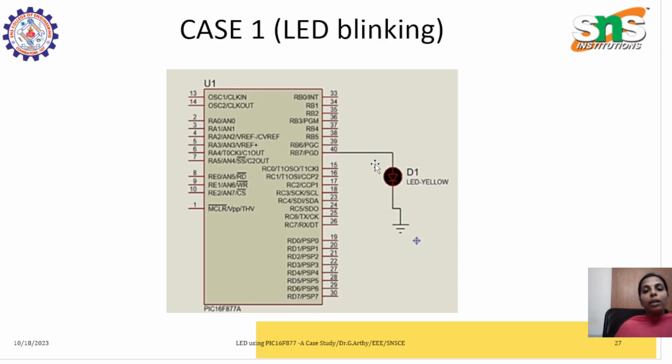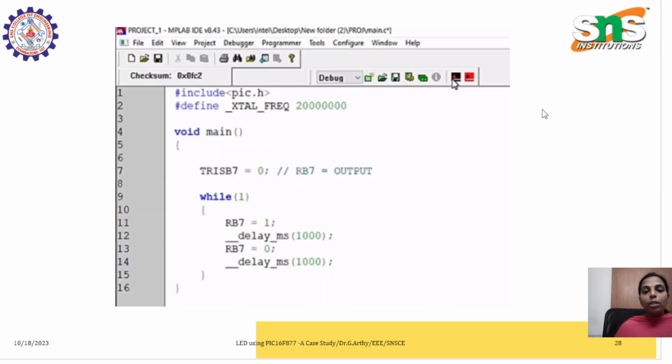Now let us take the case of blinking an LED. See, in the pin RB7, we have connected an LED. So this is my microcontroller, RB7. I have connected an LED. So how does the code look? We'll be including all the header files. This hash define _XTAL_FREQ, since I've used a delay here, we'll be using this macro too.